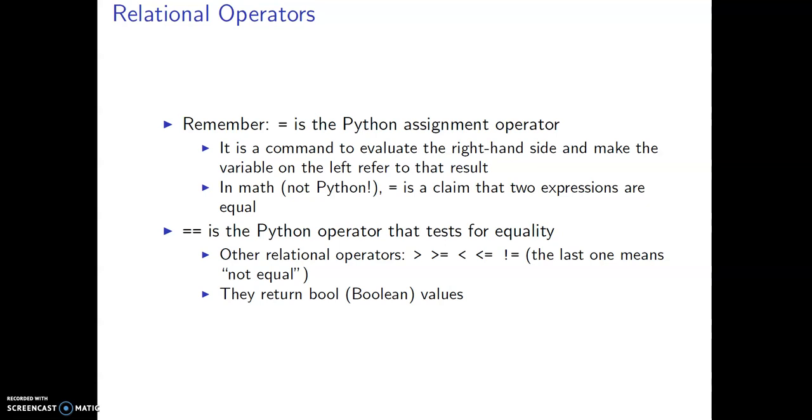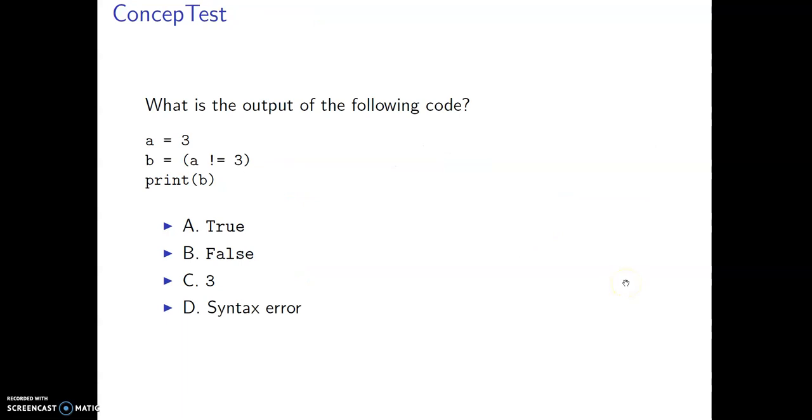In math, of course, this is a claim of equality, and that is different in Python. In Python, the double equal sign is a test for equality. There are other comparison operators, such as greater than or equal, less than or equal, or not equal. And notice this is just a repeat of what we saw in R, so it's really pretty easy to make that transition. Okay, so let's test ourselves.